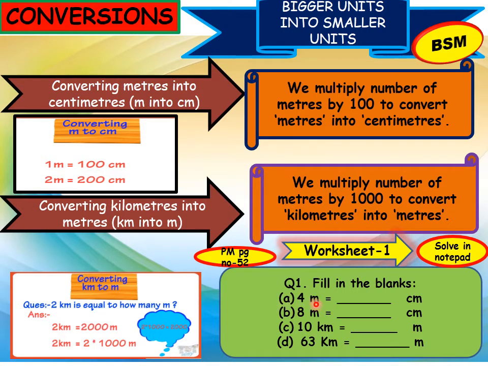So I hope you all are ready with your answers. 4 meter is equal to 400 centimeter. 8 meter is equal to 800 centimeter. 10 kilometer is equal to 10,000 meters. And 63 kilometer is equal to 63,000 meter. Hope you all are clear, children. So let's move to the next topic.